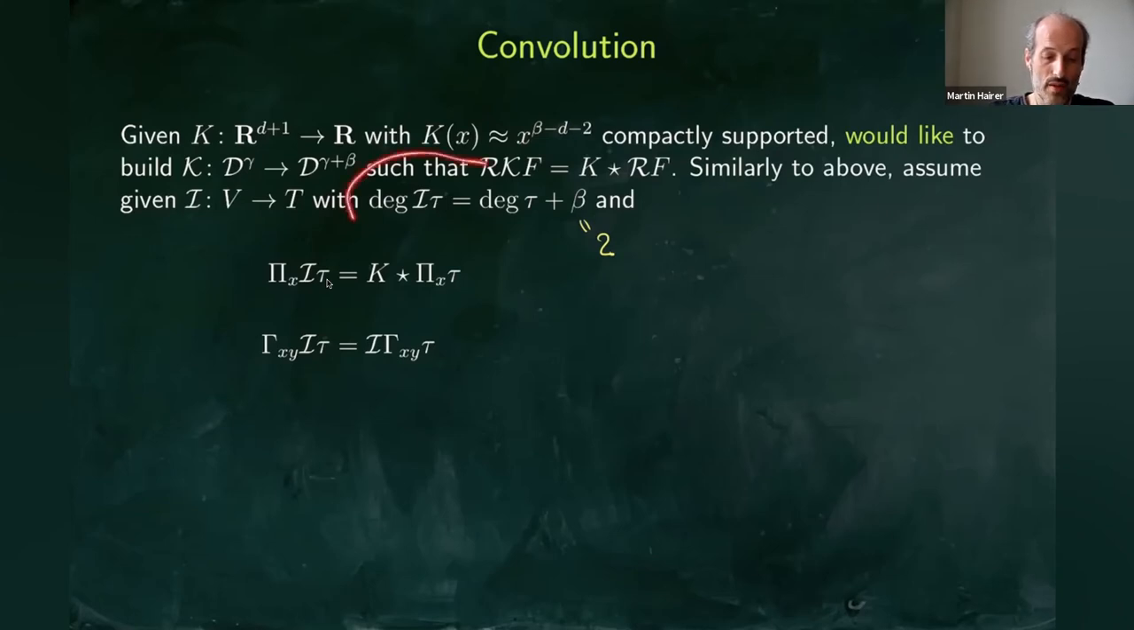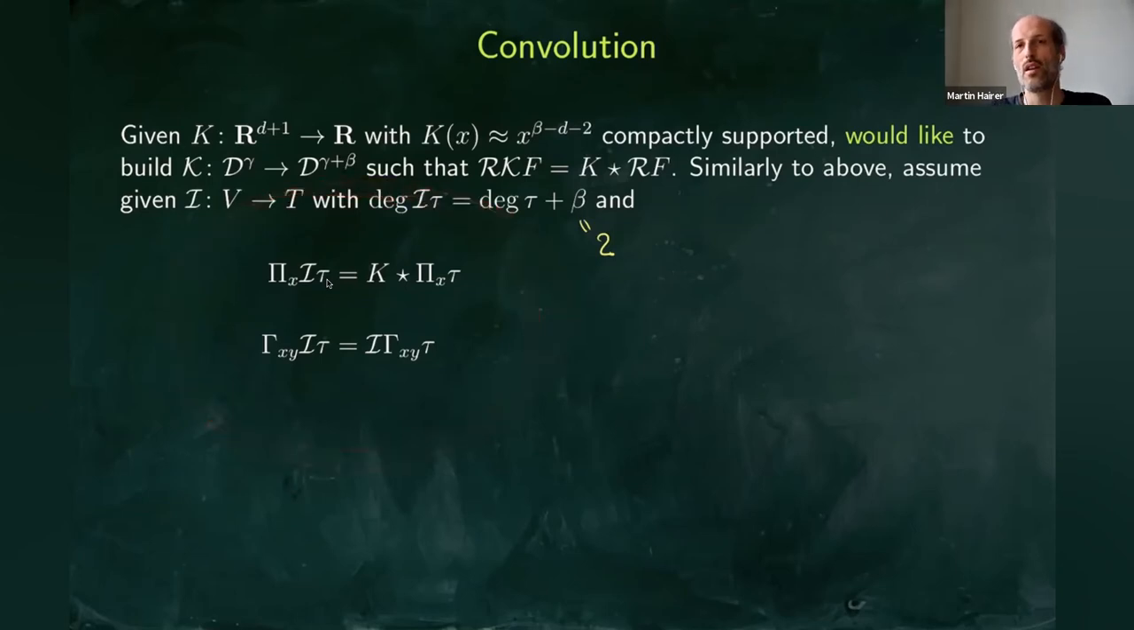And then again, we would want this operation to be reflected in our choice of models. Now naively, you would think, okay, we should impose that the model applied to I tau is just a convolution of the heat kernel with pi of tau. And then maybe we should also impose the commutation between the group G and this operation.